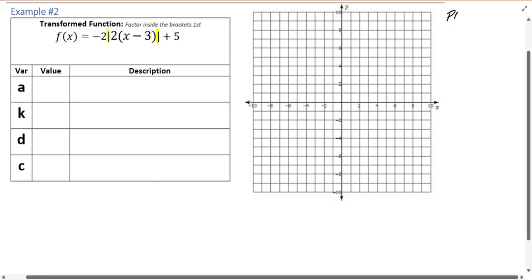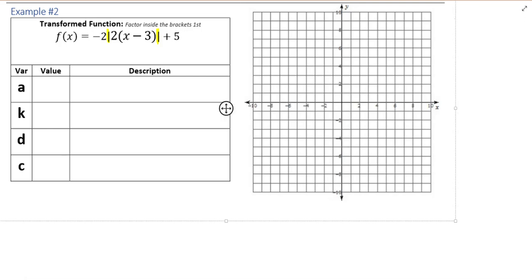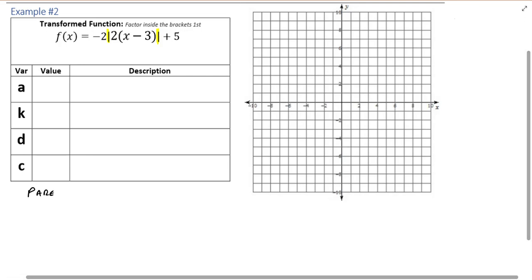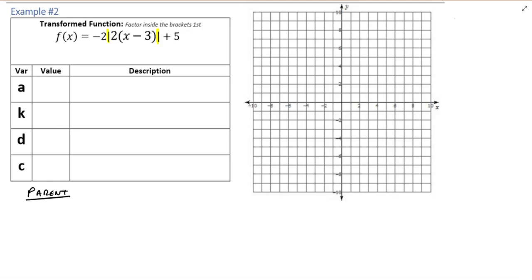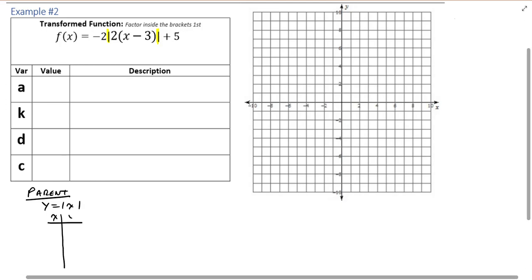So our parent function, like in our previous videos, actually, I'm going to do it at the bottom here where I might have just a titch more room. All right, so our parent function is y equals the absolute value of x. I don't have a ton of room here. I'll try and squeeze it in.